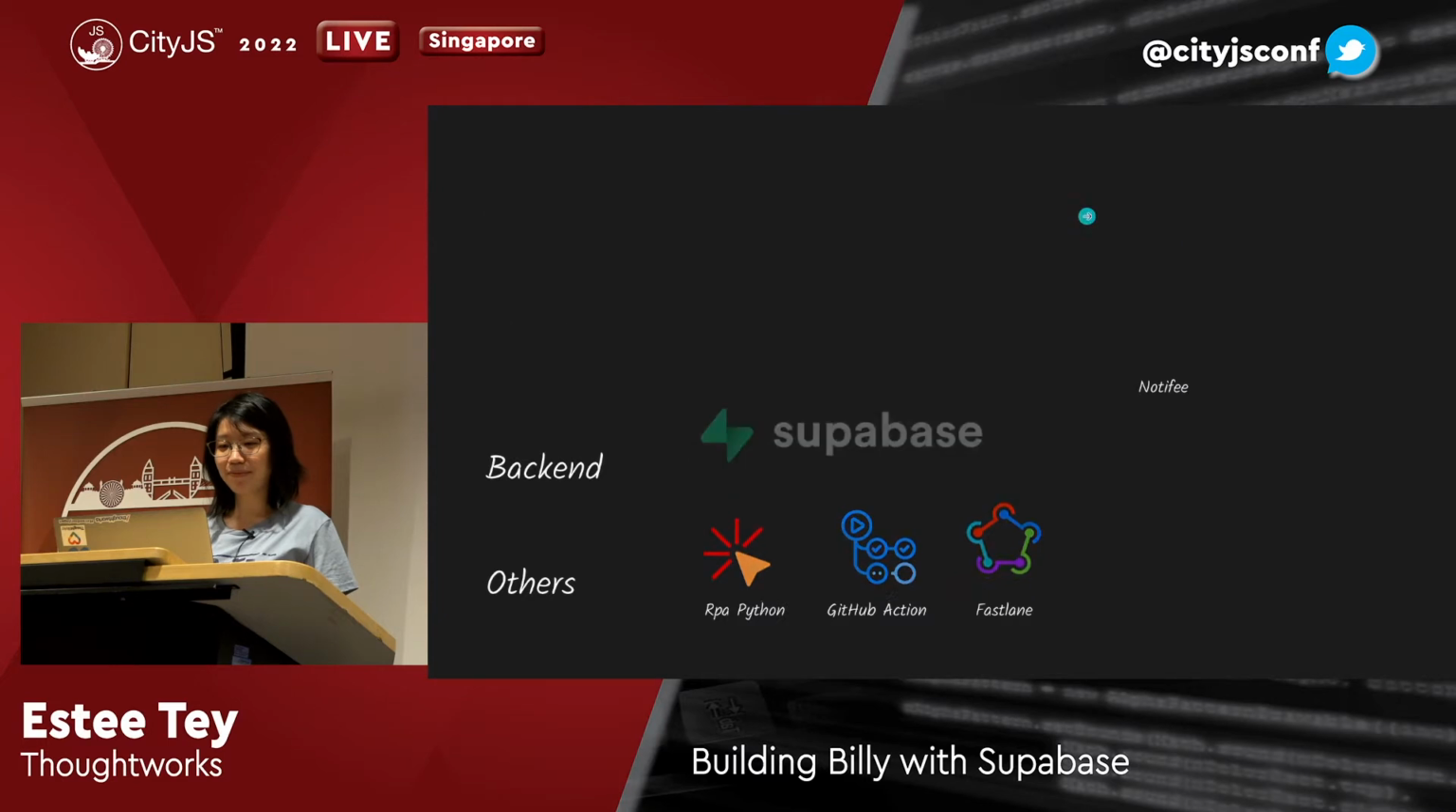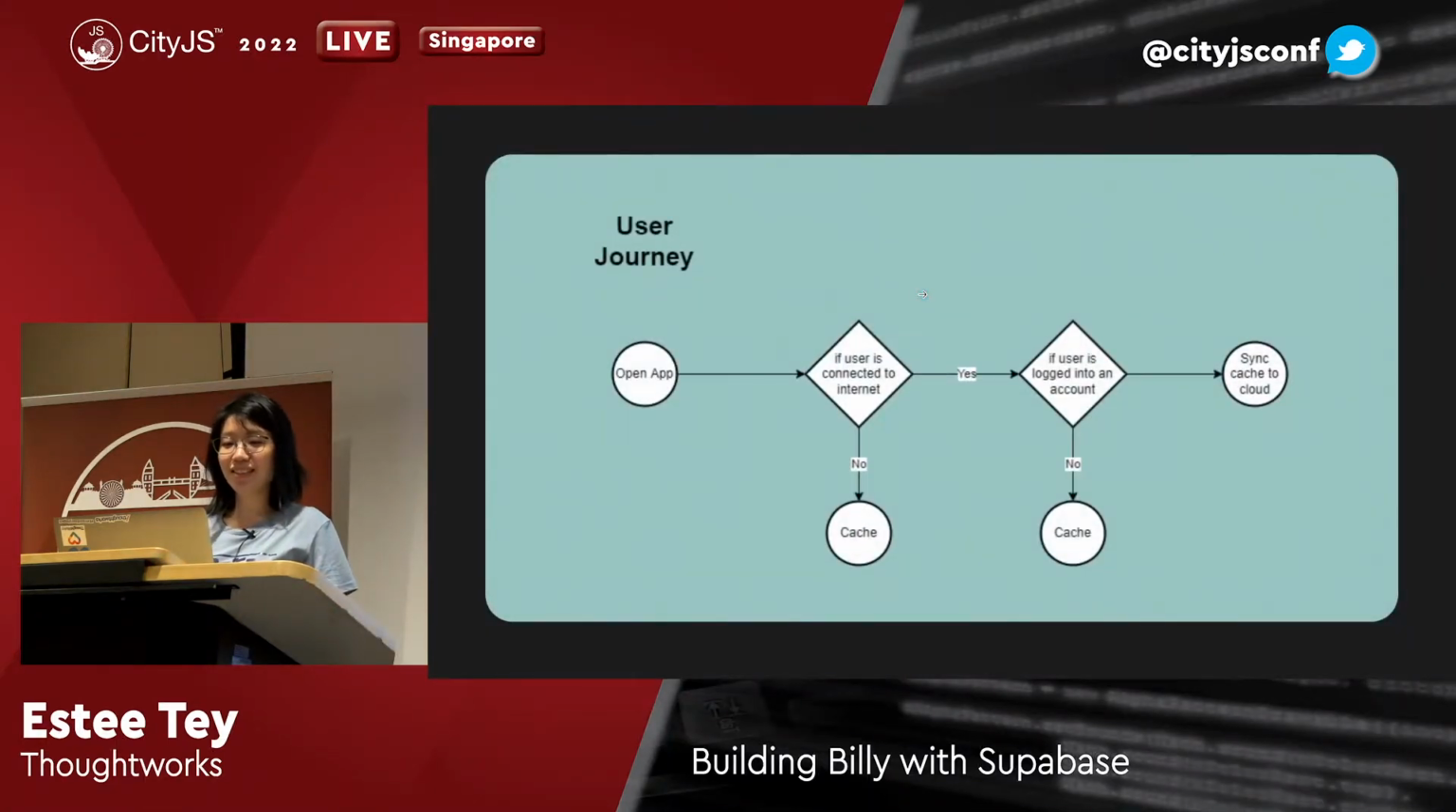Then this is a very simple state diagram, I guess. You just open the app and then I check whether the user is connected to the internet and also logged into the account. If they are, yes for both, then I'll just sync their existing cache to cloud. Otherwise, everything is cache. So this ensures offline-first functionality.